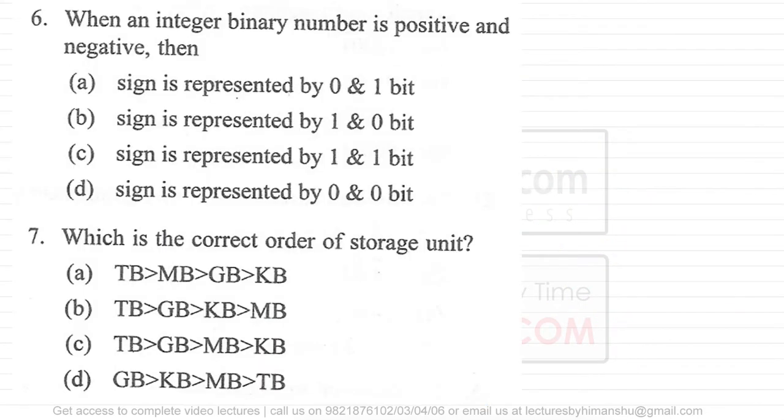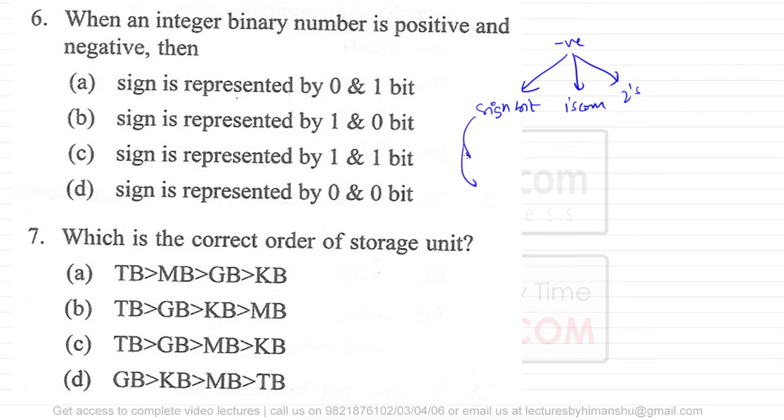Okay. Now, let us take the next problem. Here, they are asking about the integer binary number being positive and negative when the integer number is positive and negative. See, there are 3 ways of representing negative numbers in computer science. Number one is we use sign bit representation. Second is we use 1's complement representation. And third is we use 2's complement representation.